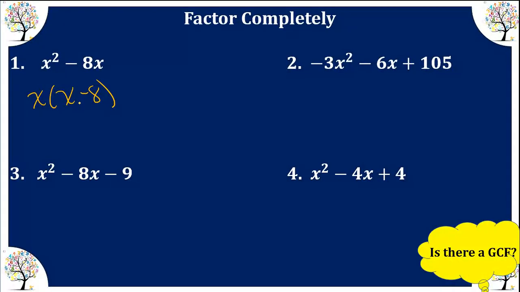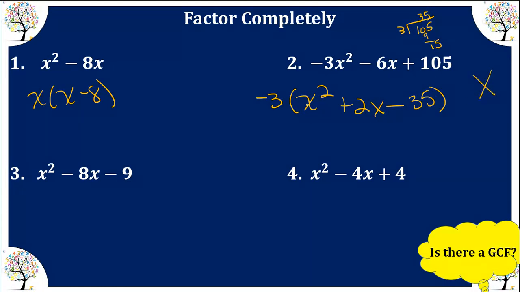In our second example, -3 is going to be our GCF. We have -3, and then we're left with x squared plus 2x minus, and I'm going to divide 3 into 105, and that gives me 35. Now I'm going to see if this can factor. This may not factor. These may be the only factors, -3 and then this trinomial.